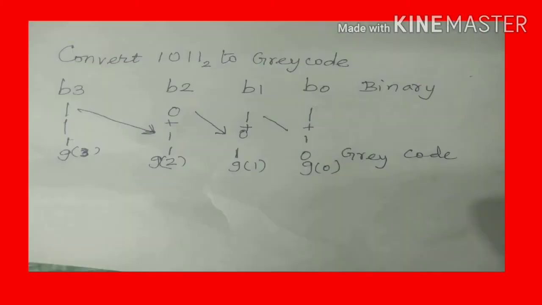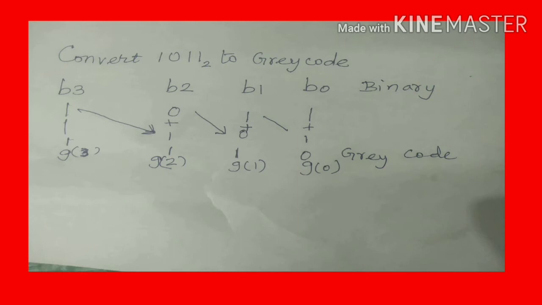Convert the value of binary 1011 to Gray code. Here the value of 1011 is taken in the binary form as B3, B2, B1, B0 respectively. Then B3 is taken as G3, 1. B3 value 1 is taken to the B2 side. We get 0 plus 1. G2 value is 1.